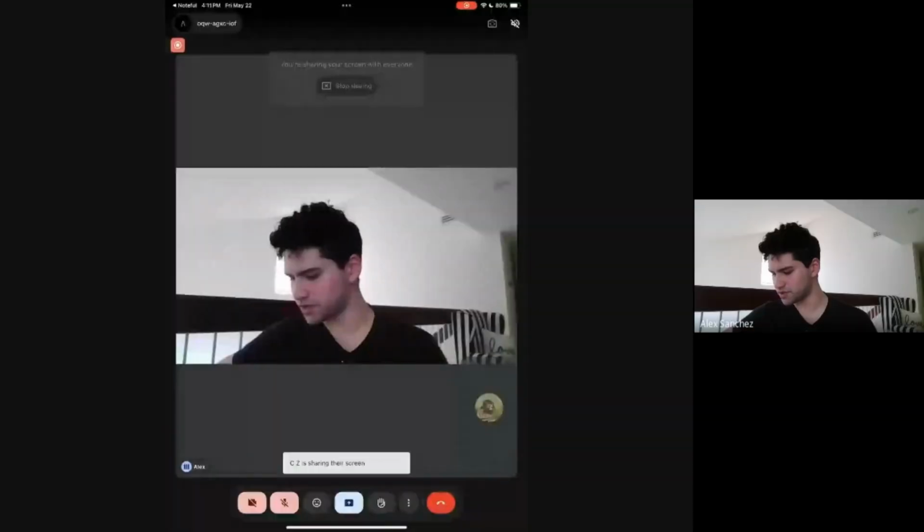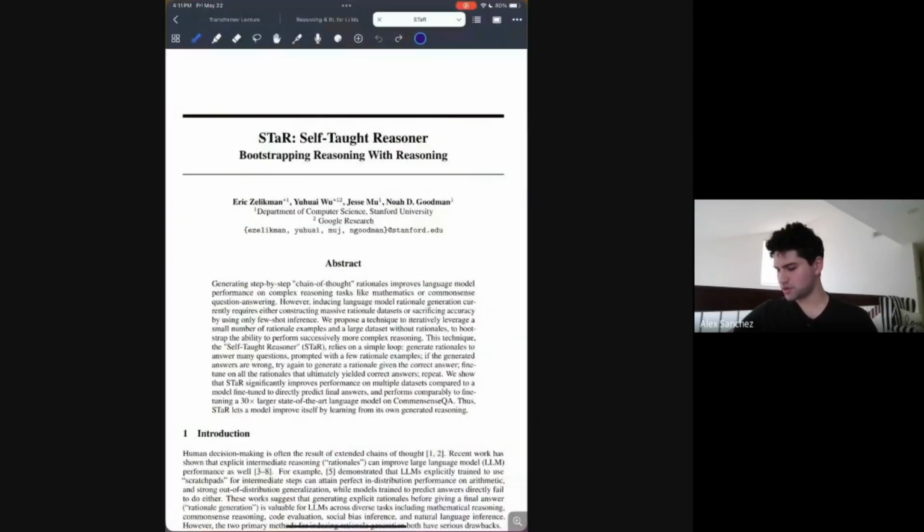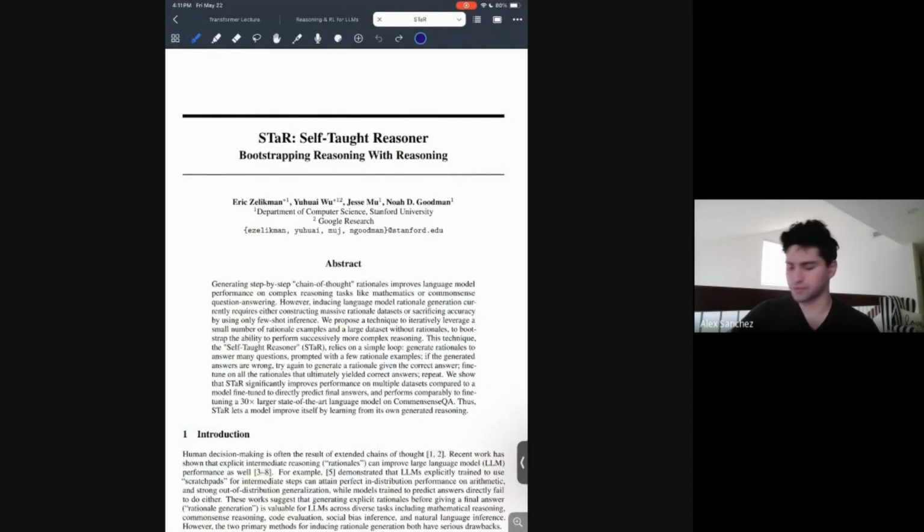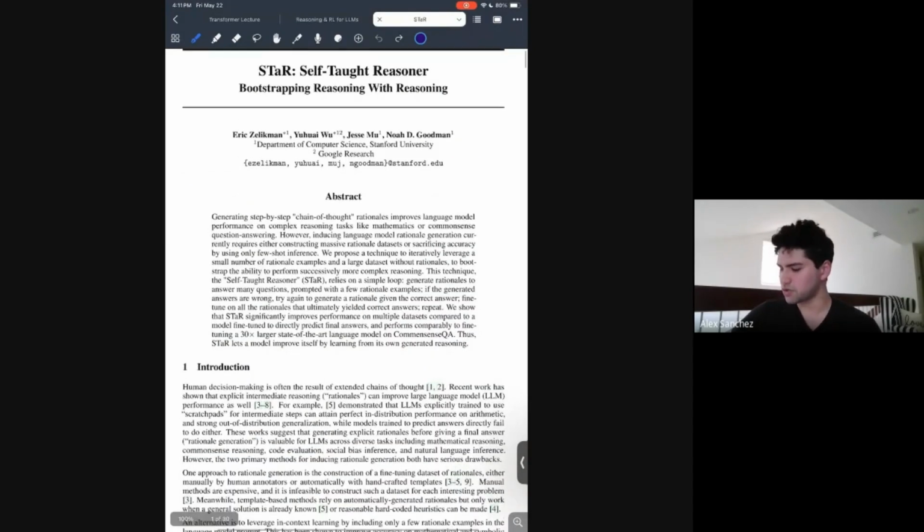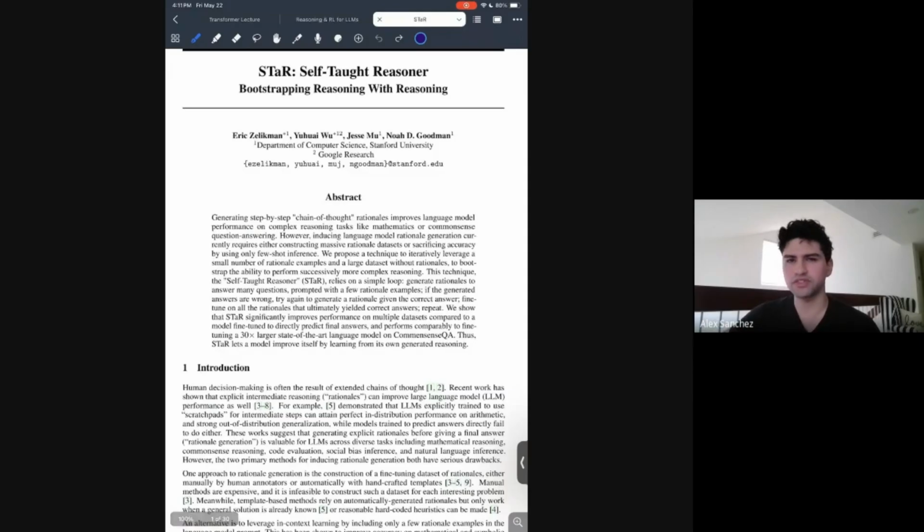And so the name of the paper is STaR, Self-Taught Reasoner, Bootstrapping Reasoning with Reasoning. Let's go over the abstract just to have a sense of what this paper is even talking about. Bootstrapping reasoning with reasoning might not make intuitive sense at first, but as we go over the paper, we're going to see that it's basically exactly what the title says.